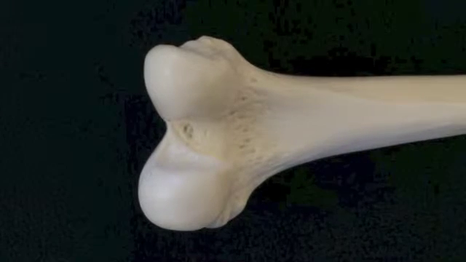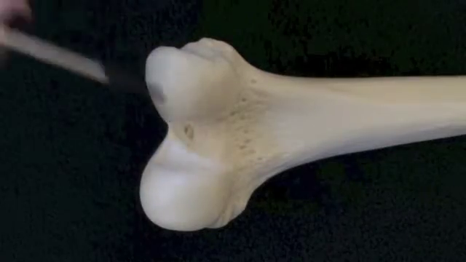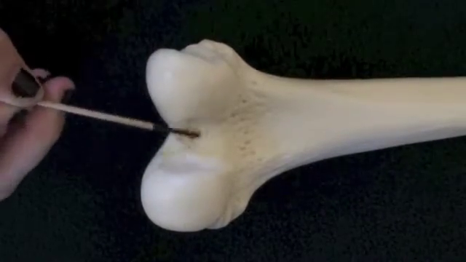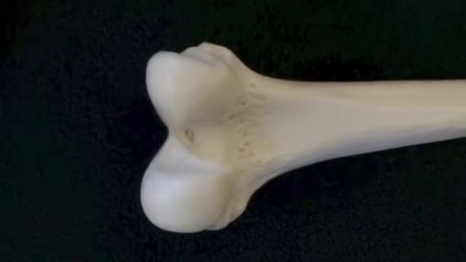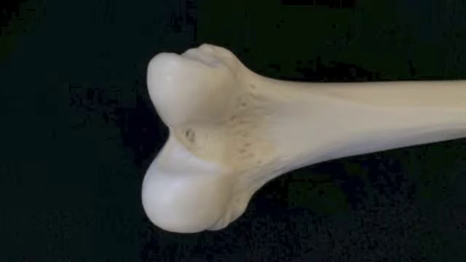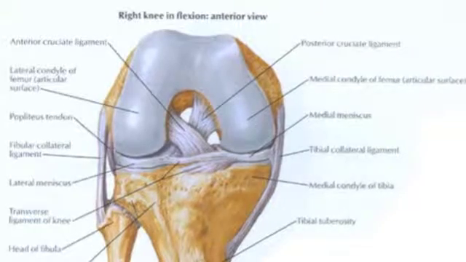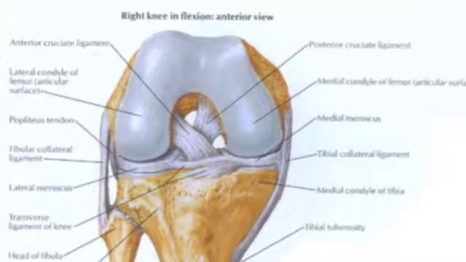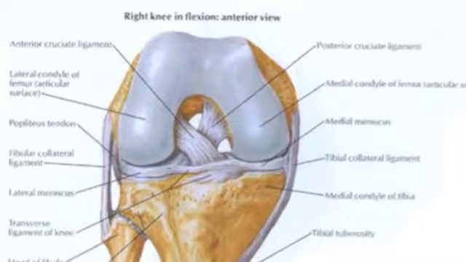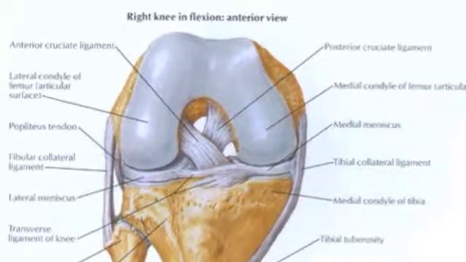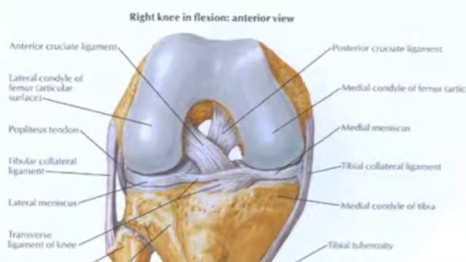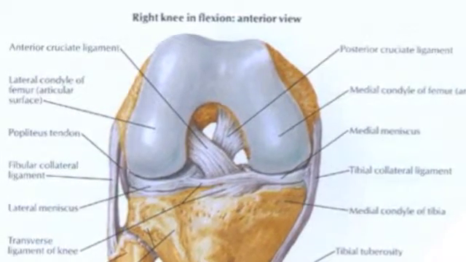Located on the posterior surface of the femur, between the two condyles, is the depression, the intercondylar fossa, an attachment site for internal knee ligaments. The anterior cruciate ligament attaches to the lateral wall of the intercondylar fossa. The medial wall is the attachment site for the posterior cruciate ligament. These ligaments are a part of the knee joint.